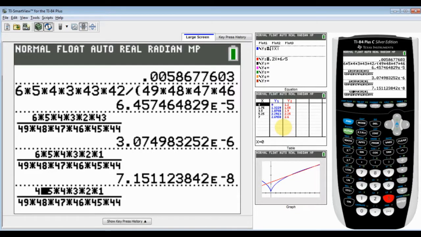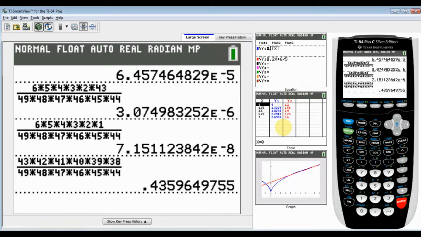Okay, 43, 42, 41, 40, 39, 38. I think that's all of it, right? Yeah. Great. Probability of getting no correct answers is 43.